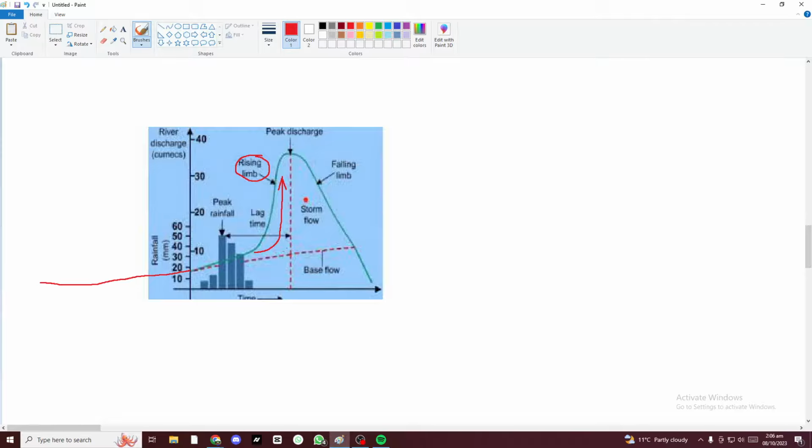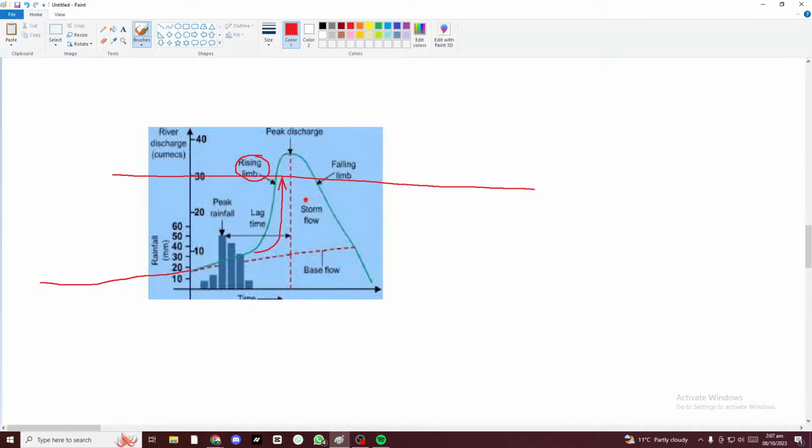Bank full discharge is a line. Let me make it here. So here's the bank full discharge line. So bank full discharge line is a line that indicates the maximum amount of discharge that can occur in that river without a flood occurring. So anything above this line will result in a flood. So as you can see here, if this was the bank full discharge line, then there would have been a flood because the peak discharge is greater than what the river can hold.